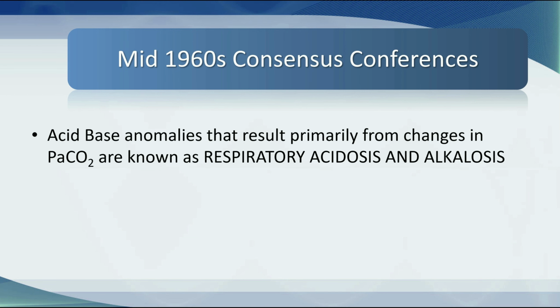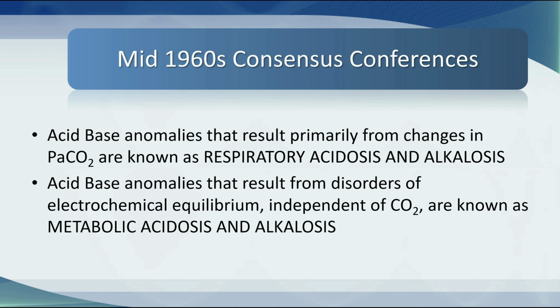In the mid-1960s, various consensus conferences, as I've previously mentioned, determined and defined what acid-base abnormalities were. Acid-base abnormalities that result primarily from changes in PaCO2 are known as respiratory acidosis and alkalosis. Acid-base anomalies that result from disorders of electrochemical equilibrium independent of carbon dioxide are known as metabolic acidosis and alkalosis.